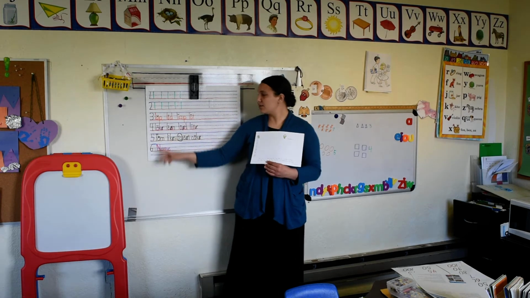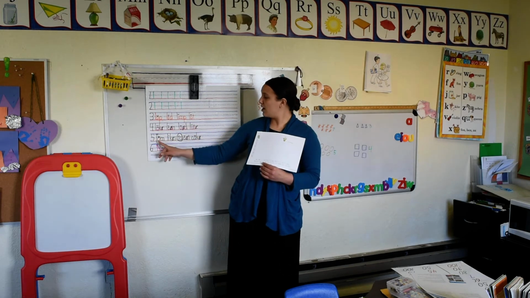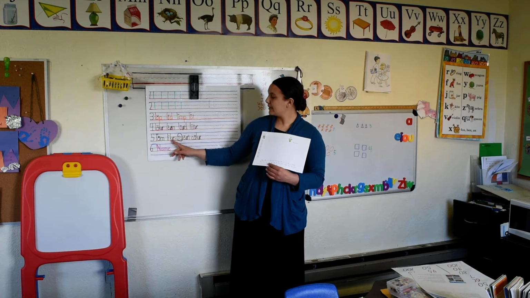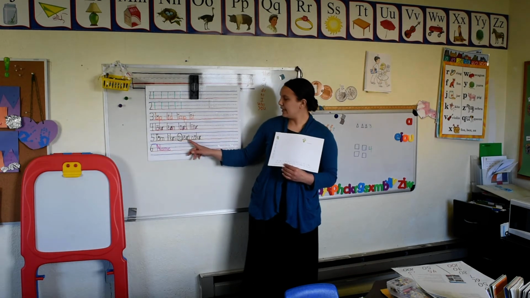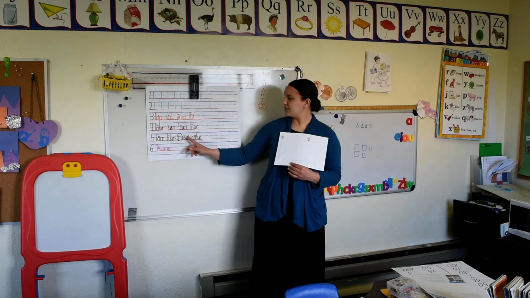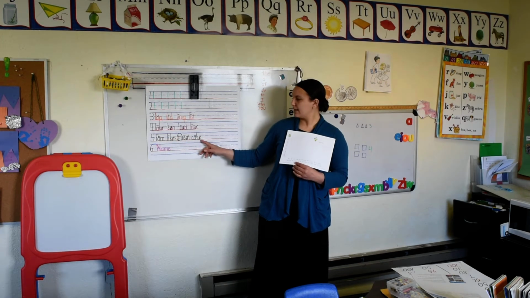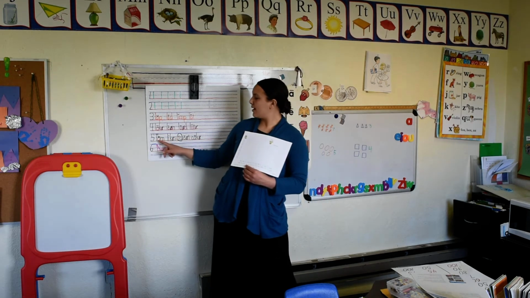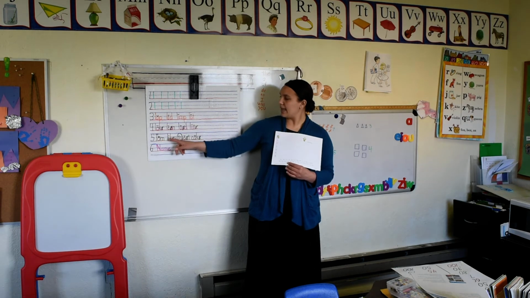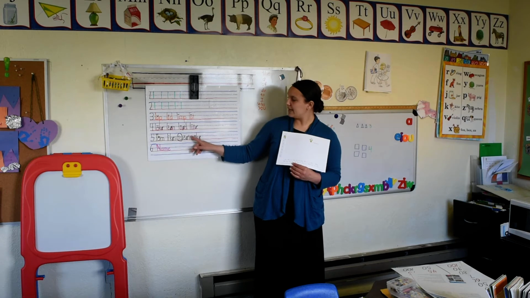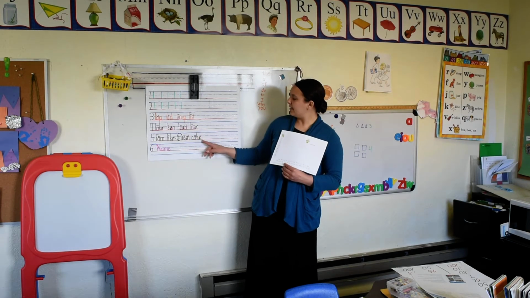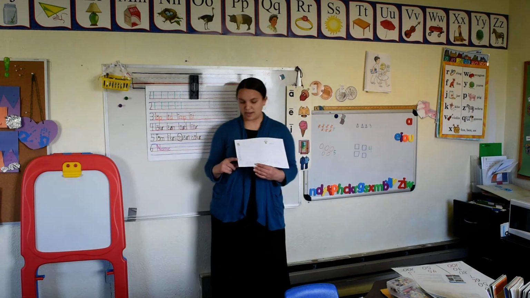Circle special sounds. Row 5, Tom likes to eat. Tom likes to eat cake. Tom, T-O-M, likes, L-I-K-E-S, to, T-O, eat, E-A-T, cake, C-A-K-E. Put your period at the end. Row 6 is write your name.